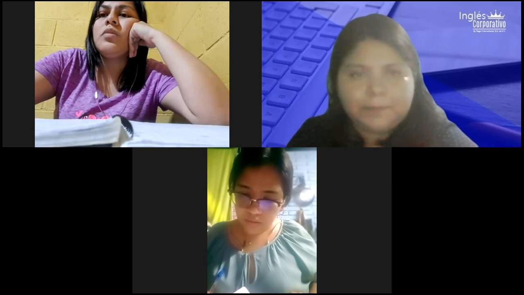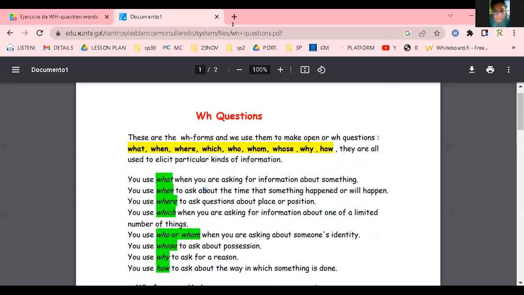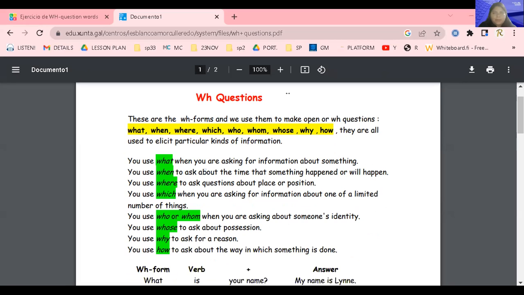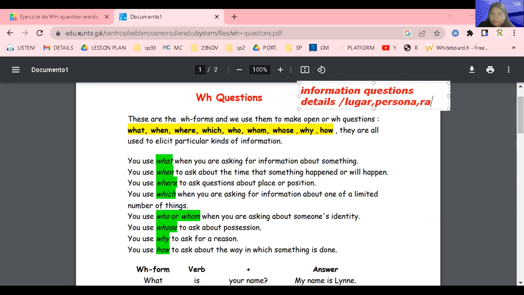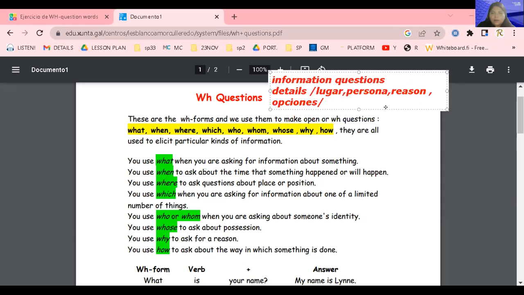Ok, le voy a compartir acá nuevamente. Bien, veamos acá. Tenemos las double H questions. Estamos estudiando este tema y estas se llaman information questions. Preguntas de información o que nos proveen más detalles de lo que queremos conocer. En cuanto a detalles se refiere, por ejemplo, el lugar, si quiero conocer acerca de una persona, una razón, reason, o también, por ejemplo, opciones. Entonces, estas information questions nos dan detalles acerca de algo o de alguien.